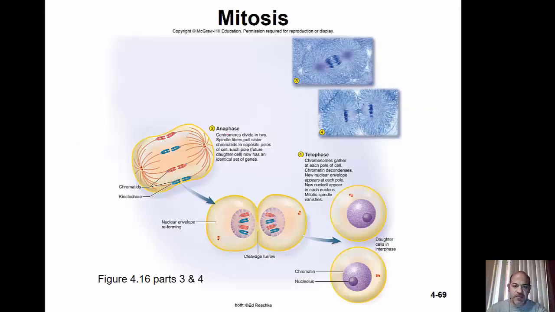But going to the diagram, which summarizes what's going on here. During anaphase, the centromeres are going to divide in two, so basically the sister chromatids are split apart. The spindle fibers are going to pull the sister chromatids to opposite poles.